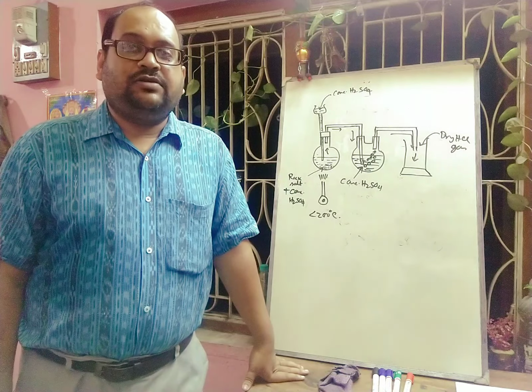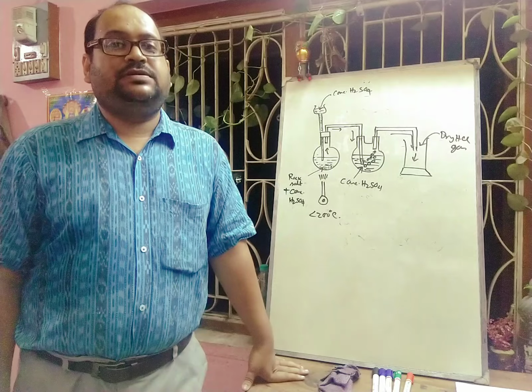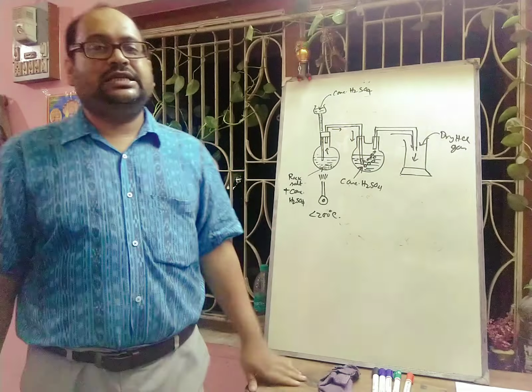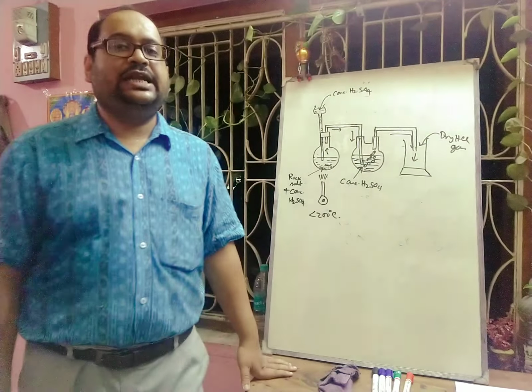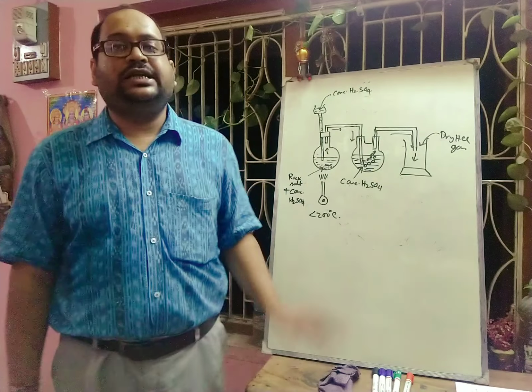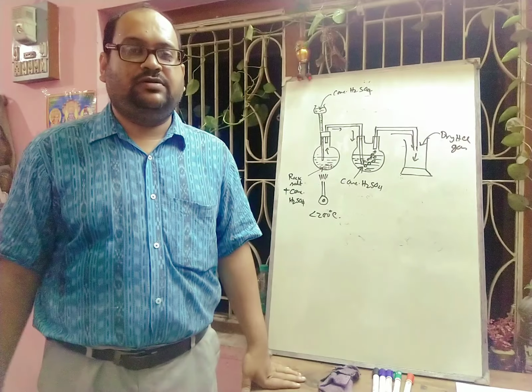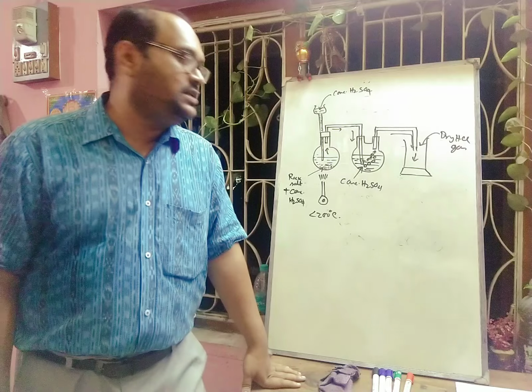The dry hydrogen chloride gas is collected by the upward displacement of air, because it is heavier than air, 1.28 times heavier, and it is highly soluble in water. That is why it is not collected over water. Okay. Next, we will discuss the identification of this gas.